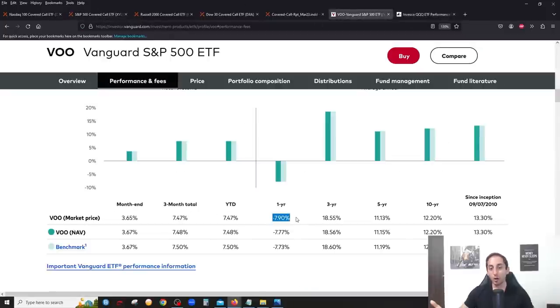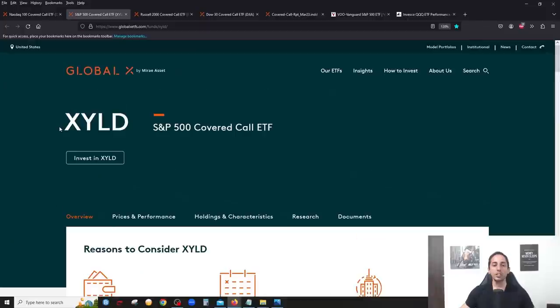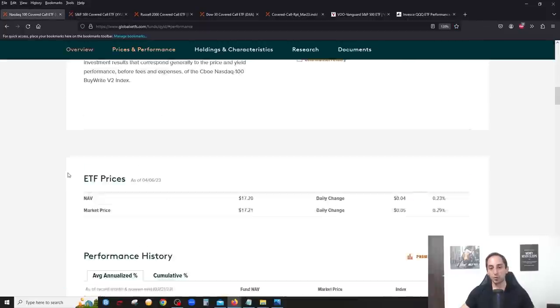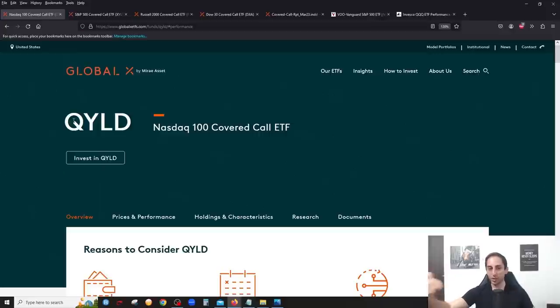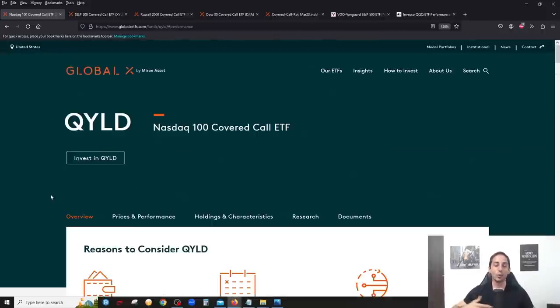So if you look at VOO, which is just a Vanguard S&P 500 ETF, last year is minus 7.9. But if we look at the S&P 500 performance details, it's minus 7.75. So it's a tad better. So what you need to expect is that these ETFs will outperform their equivalent without the covered calls during volatile or bad times. That's because they're making big, big premiums, and that cushions the stock price decline. But the trade-off is slightly higher fees, of course, and drag when the market picks up.